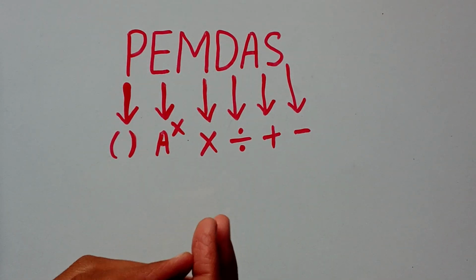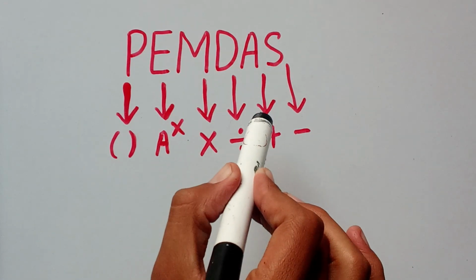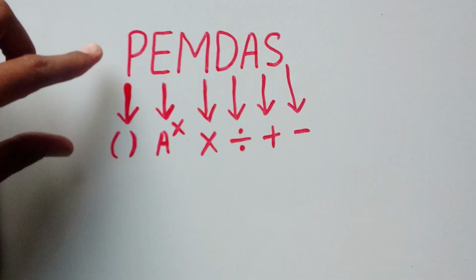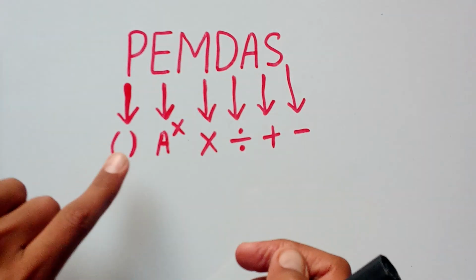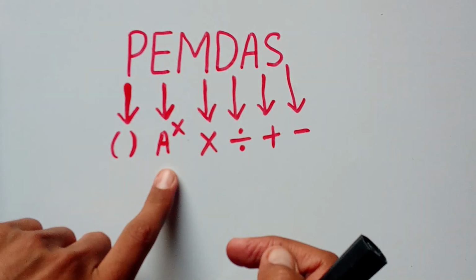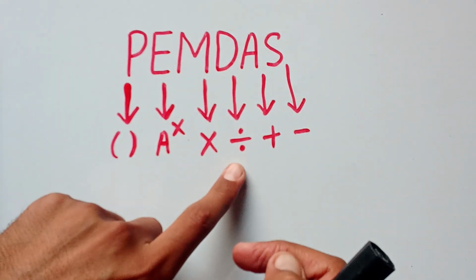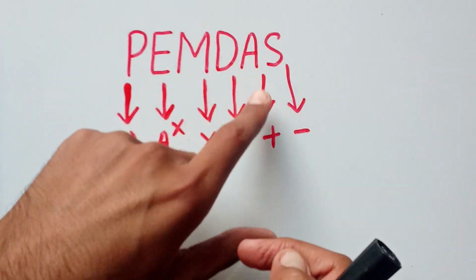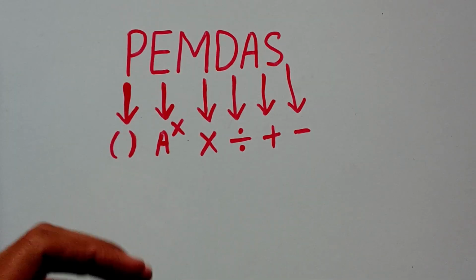My name is Razaullah, and first of all I will explain the PEMDAS rule. Students, in the PEMDAS rule, P stands for parentheses, E stands for exponent, M stands for multiplication, D stands for division, A stands for addition and S stands for subtraction.